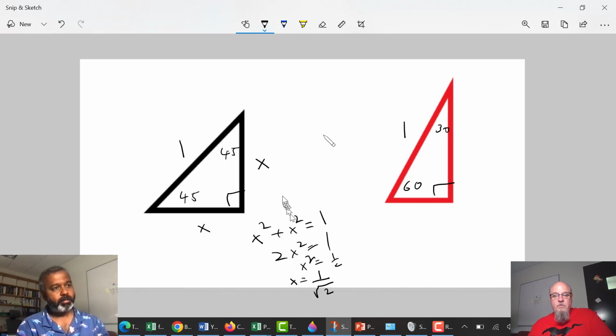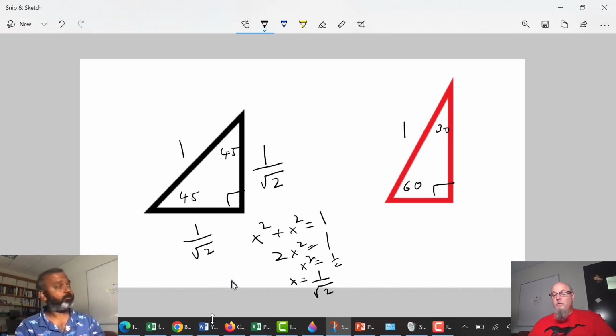And that means that this side, let's erase that, now I know that x is equal to 1 over root 2. So that 45, 45 triangle has two sides equal to 1 over root 2. That's the way I would do this triangle. Yeah, that makes sense. So now let's do the other one. How would you do that one?